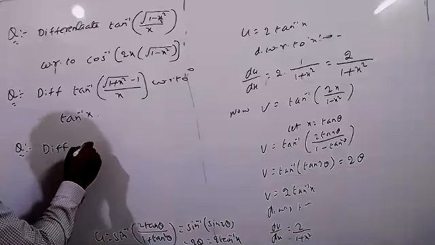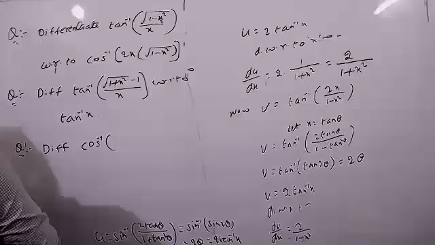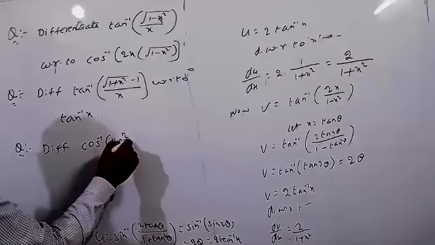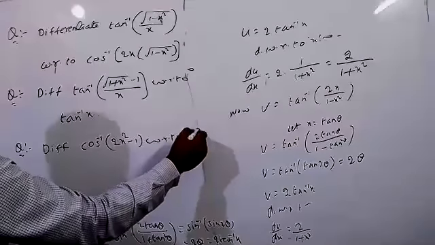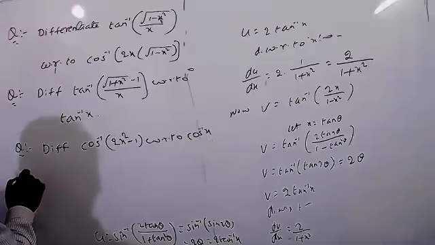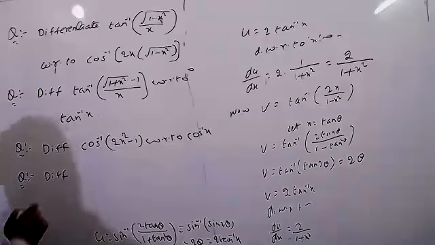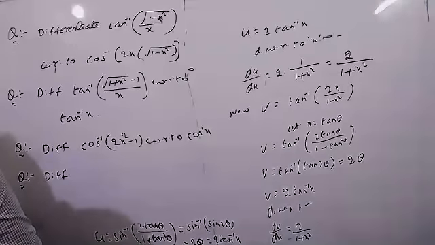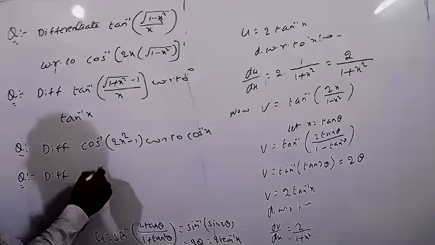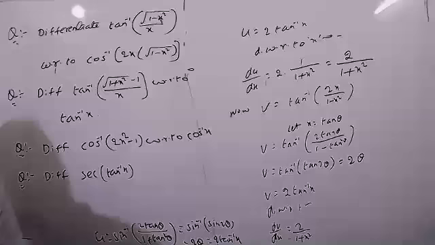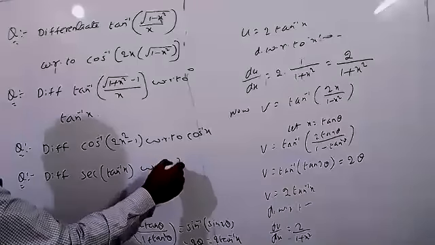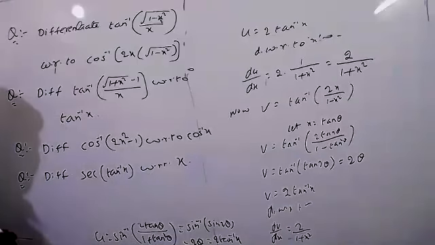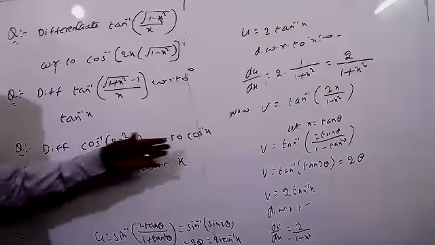Differentiate cos inverse of 2x square minus 1 with respect to cos inverse x. Next, differentiate secant of tan inverse of x with respect to x. This one you can differentiate directly, but for the other one you can take u and v.